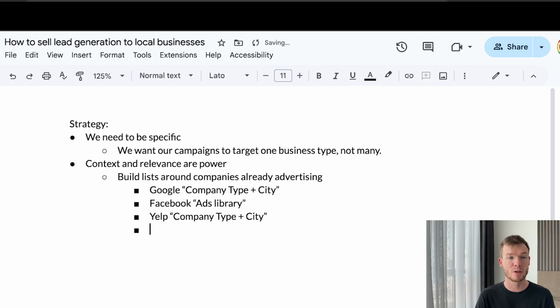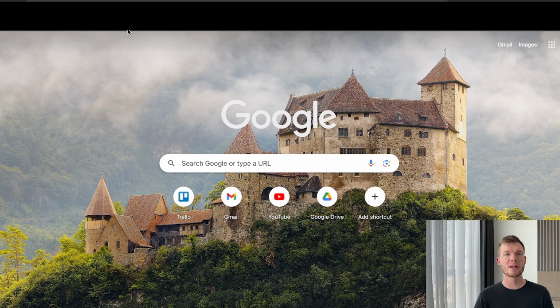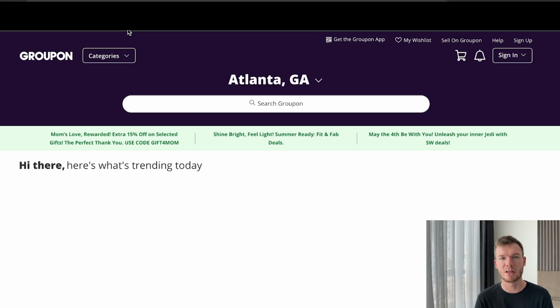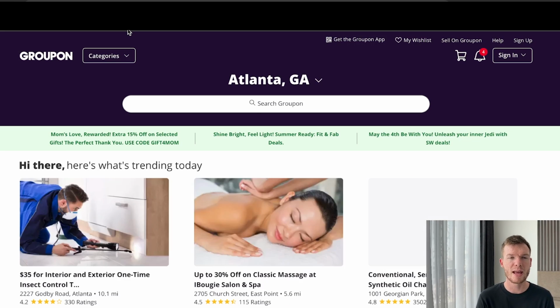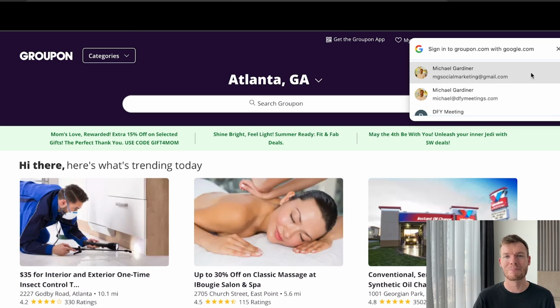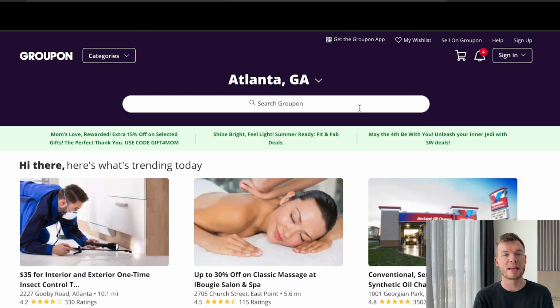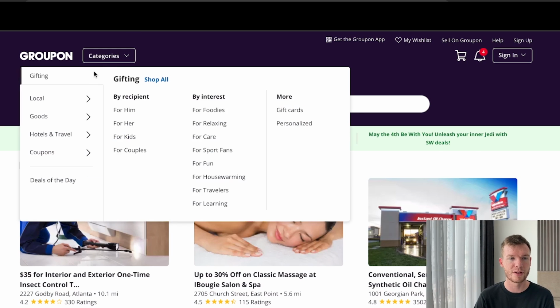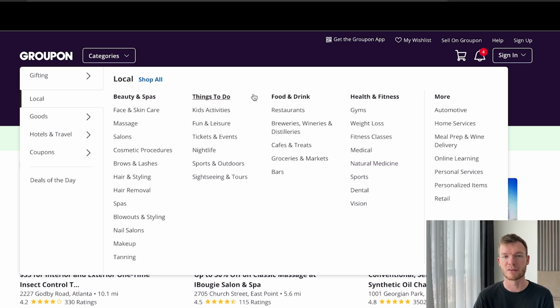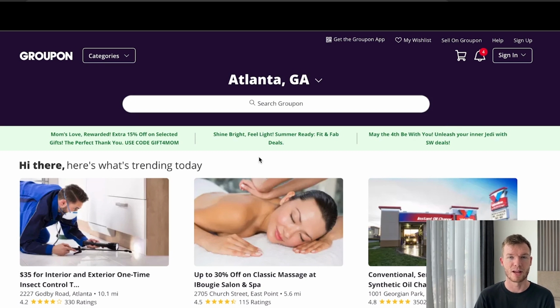Now, the second thing I really like to do here is build lists off Groupon. Now, if you're not familiar with Groupon, I'm going to go ahead and open it up here. Groupon is a coupon site. It's predominant in the US. I believe they do have a version in the UK. I'm not sure. You can look it up. But Groupon essentially is a discount site. So if I want to go find a local service, spas, things to do, food and drink, health and fitness, etc., I can go here and look for deep discounted services.